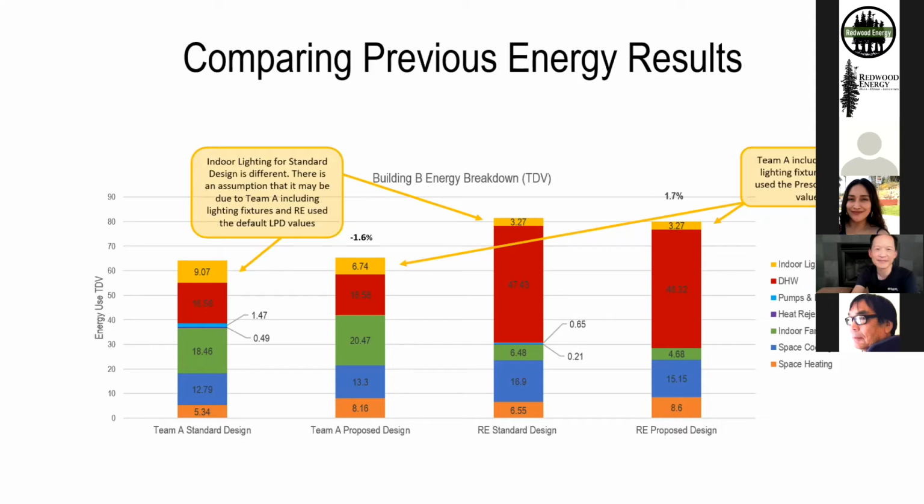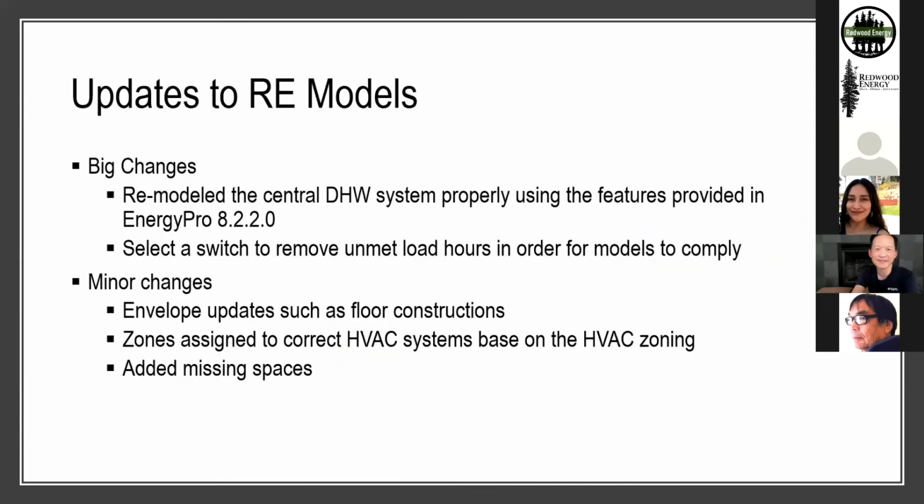Now that we went through all the results and a couple of reasons why they are different, we decided to update the models and run a second round of models. One of the big changes is that I redid the domestic hot water system and uploaded the models into the new version of EnergyPro, 8.2.2.0, to model the central domestic hot water system properly.